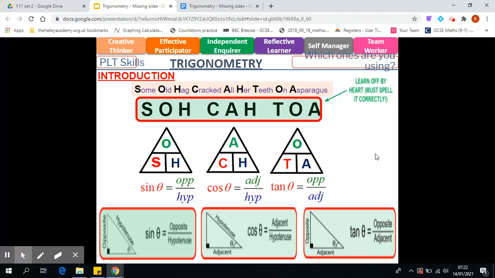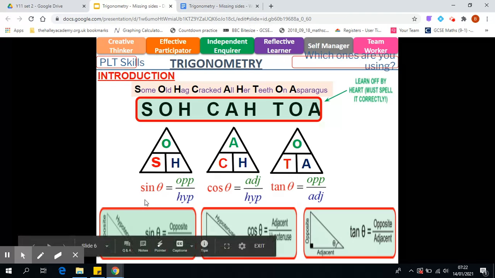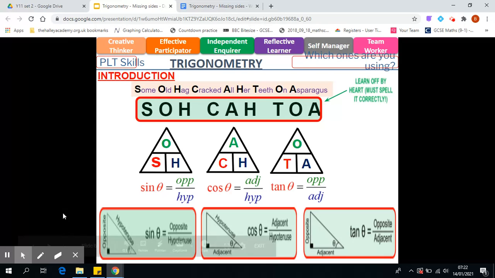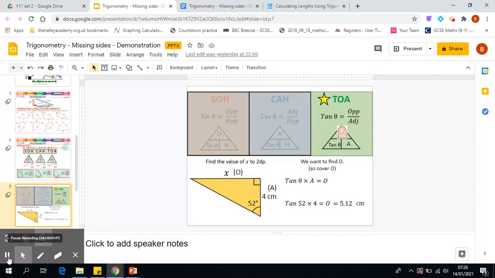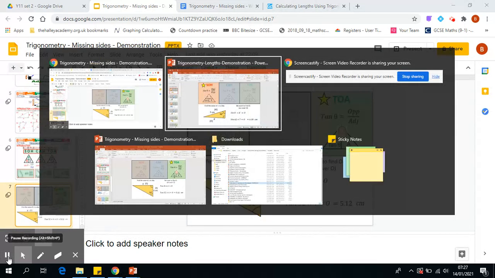Please press pause for a moment to look at all the three different ratios, which are sine, cos, and tan. They're also on slide 6 for your reference. Once you have had a look, you can press play to look at the next part of the video. Now let's look at some of the examples.